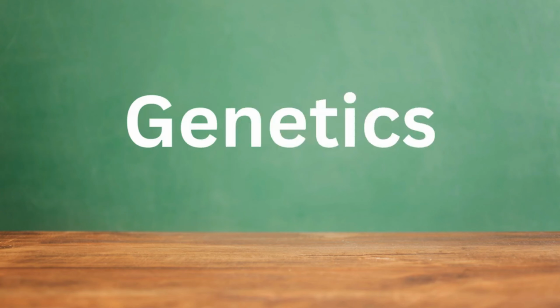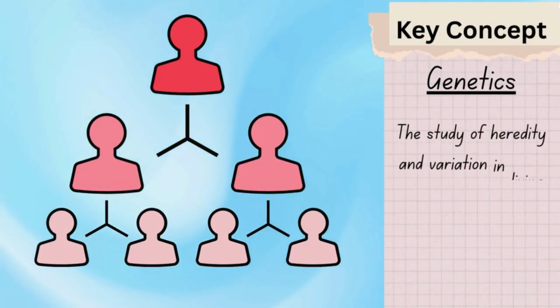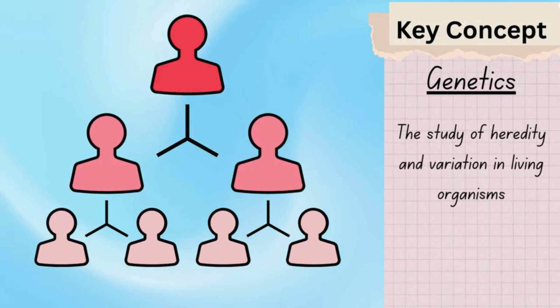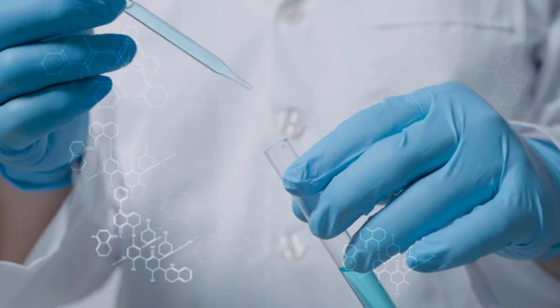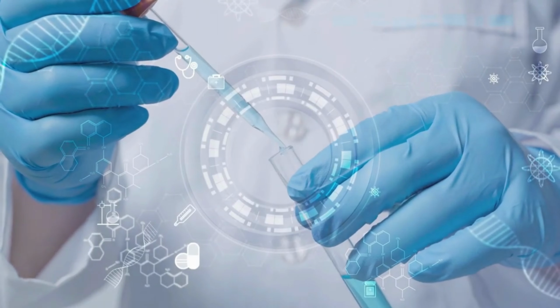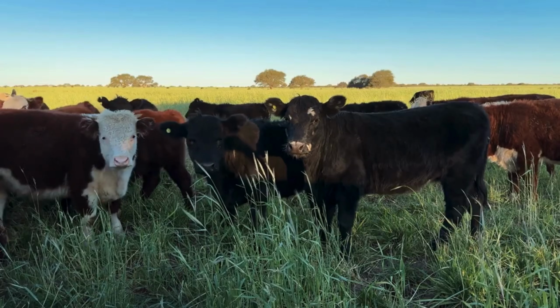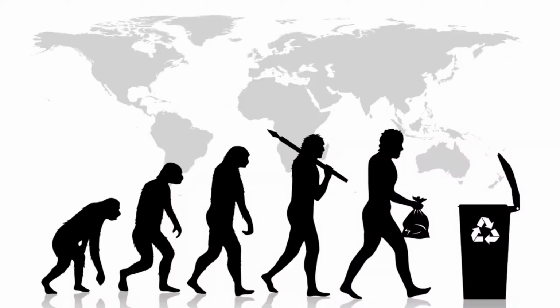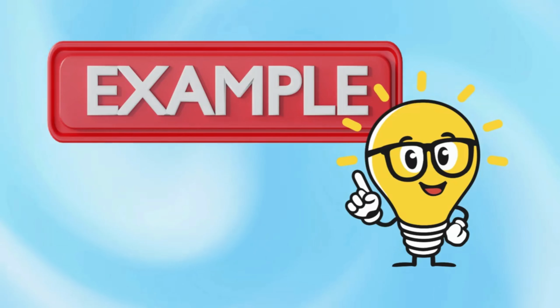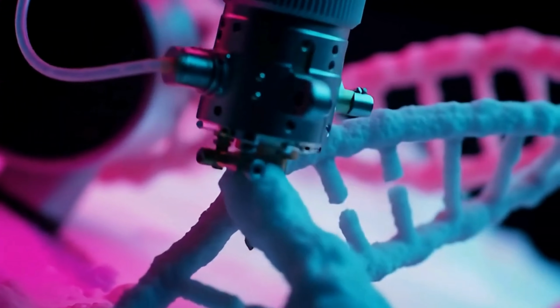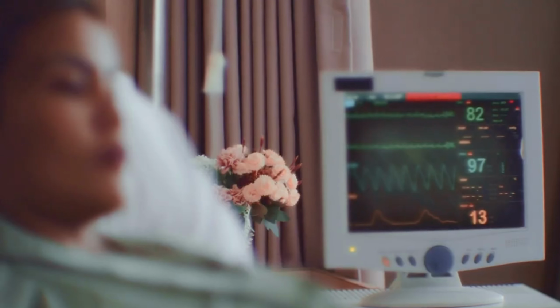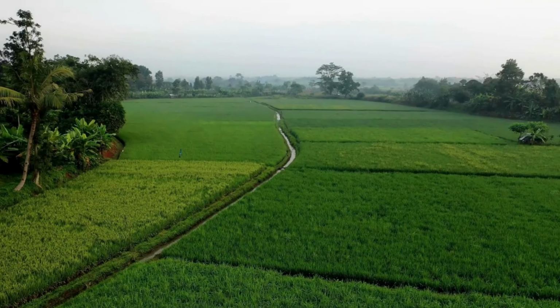Next, we have genetics, the branch of biology that studies how traits are passed from parents to offspring. Geneticists explore the causes of genetic disorders, improve plant and animal breeding, and investigate heredity and evolution. For example, understanding gene mutations helps in developing treatments for inherited diseases and improving crop varieties.